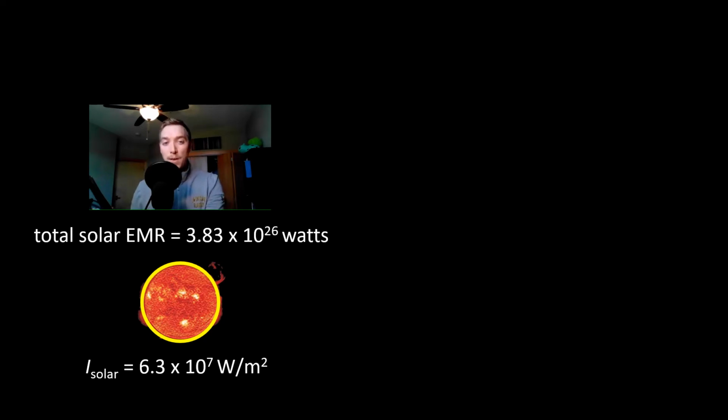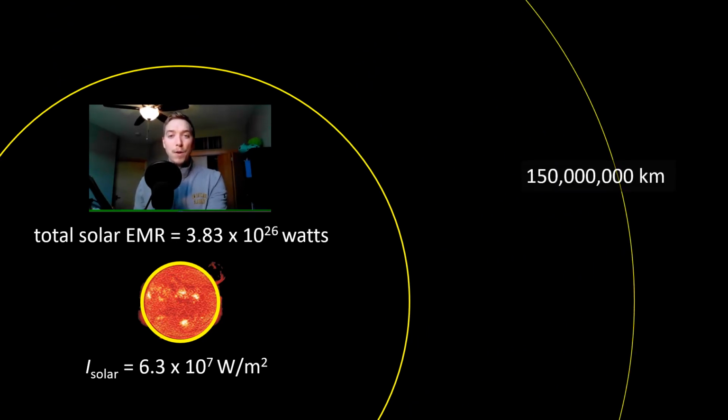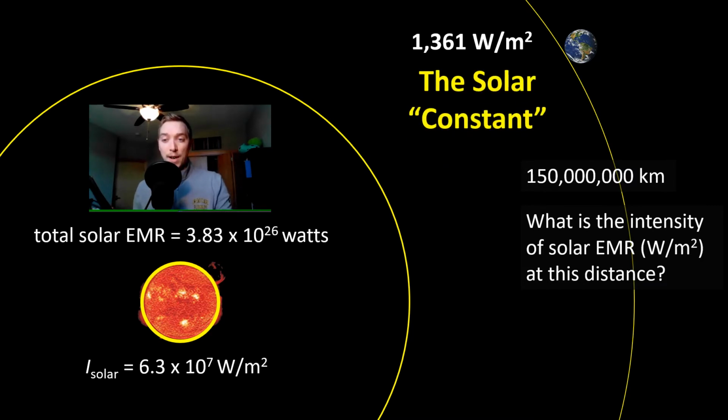And then we look at that energy emittance and how it diffuses through time and space. So if we were to extend even further to a different orbital body, like our Earth, some 150 million kilometers away, we ask ourselves here, what is the intensity of solar electromagnetic radiation in watts per meter squared at this distance for which an object can use, like our Earth? And it's about 1,361 watts per meter squared. And we call this the solar constant.